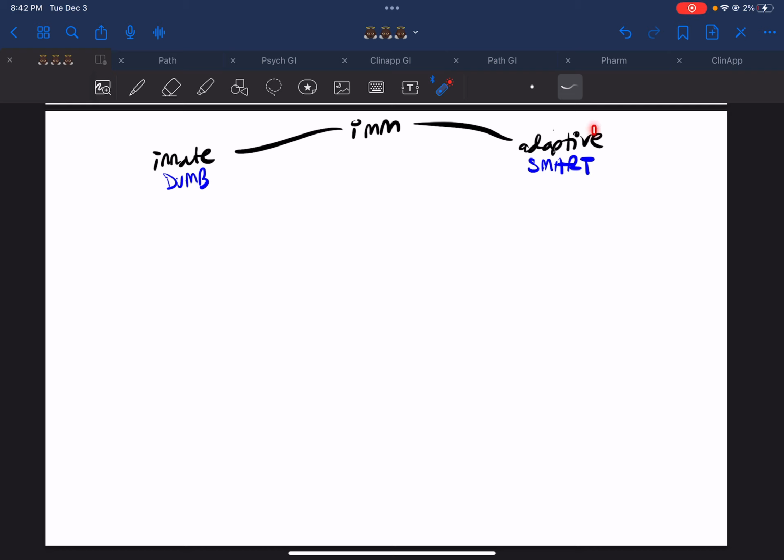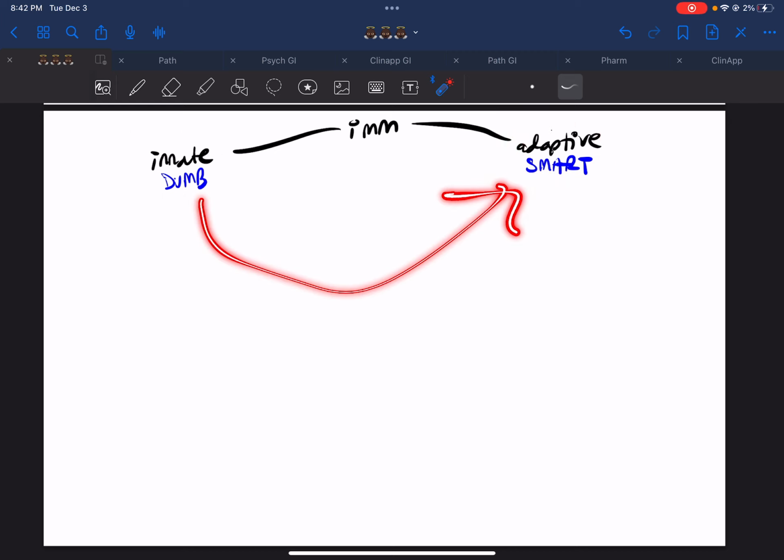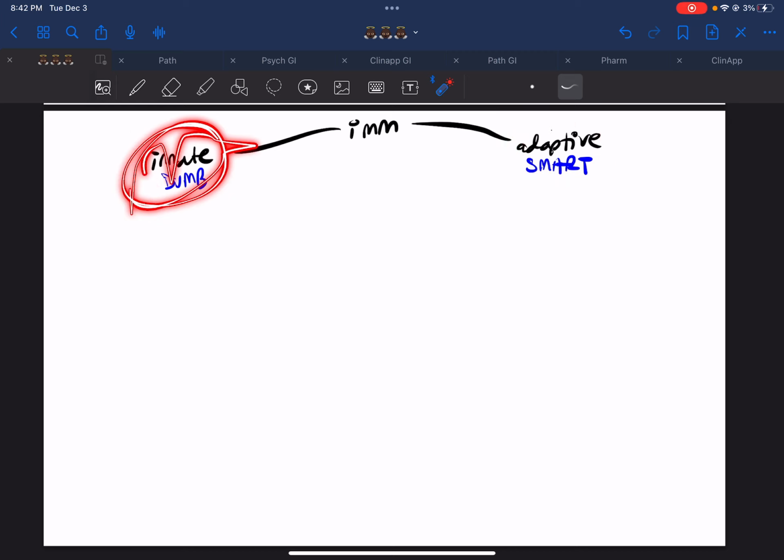So what's good about the adaptive? It's better, more specific, more powerful, more effective. What's bad about the adaptive? It takes more time to get it ready because it's so high tech. So you need your innate to hold you over to buy time for the adaptive. So basically these are the front line. These are the cavalry, like how they say send in the cavalry. So that's innate.